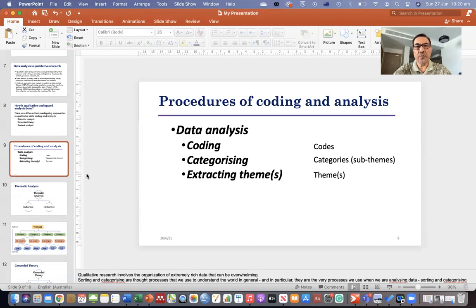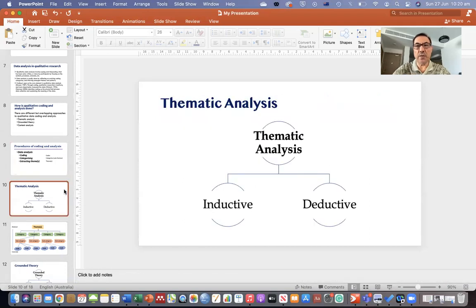So there are three hierarchical levels in qualitative data analysis: codes, categories, and themes. Something that we need to think about as we discuss each individual approach to qualitative data coding and analysis. So the first approach is called thematic analysis. And thematic analysis can be done either inductively or deductively.